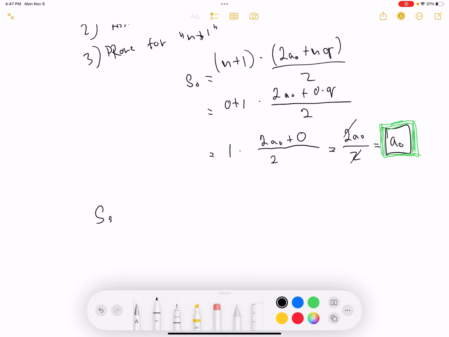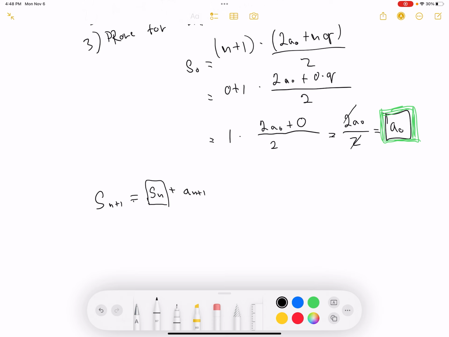So what would the summation be for S of n plus 1? I'm pretty sure it would be Sn plus a n plus 1, right? So the sum of the n plus 1 terms would be equal to the sum of n terms, and then we would just add the n plus 1 term on top of it, right?